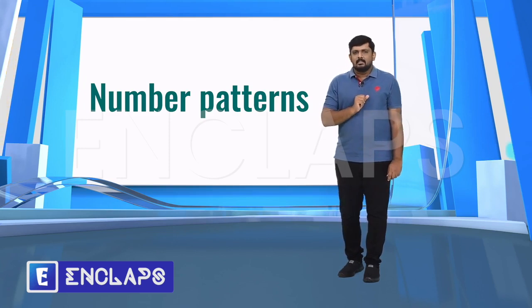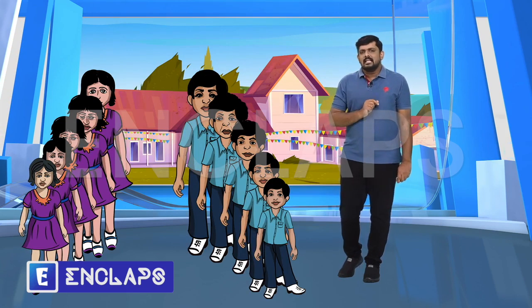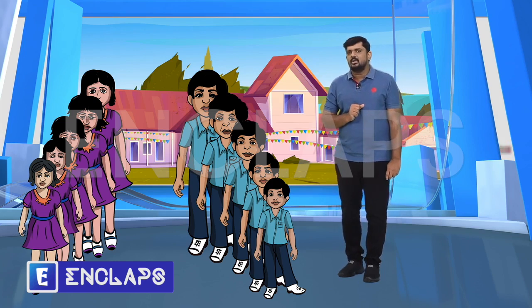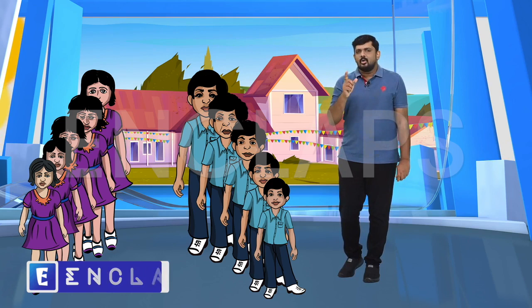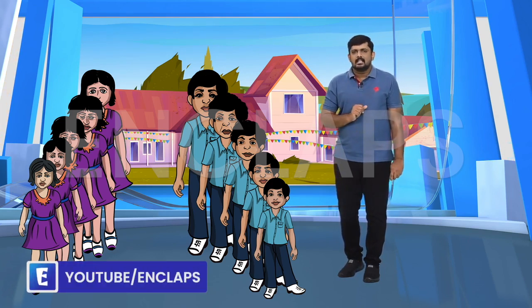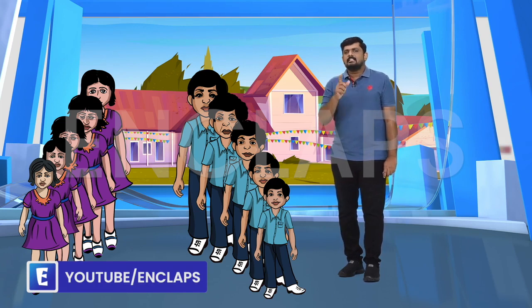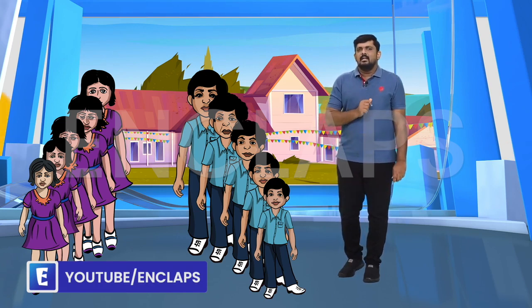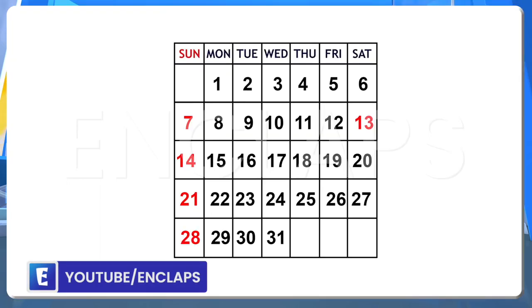Let us take an example. We can see some students are standing in a school assembly. These students are standing according to their heights. This is a sequence, right? Let us consider another example. If we examine a calendar, there also we can see different types of sequences.